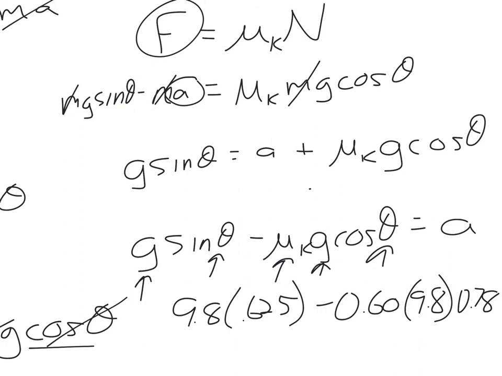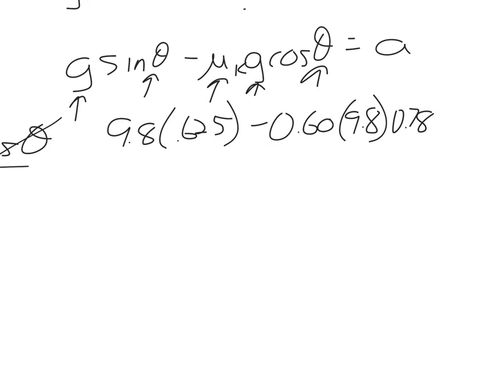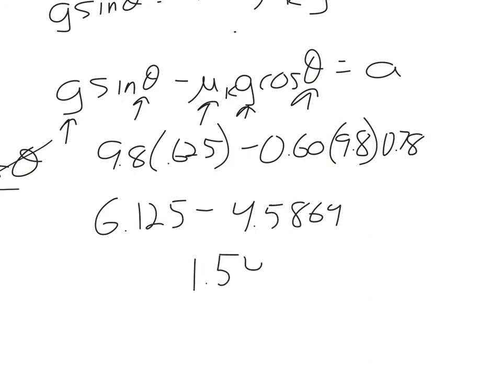All right, all of that together. This is a lot to keep carrying here. Here we go. 9.8 times 0.625 is 6.125, subtract 0.6 times 9.8 times 0.78. That's 4.5864. And when I subtract them, I get 1.54. Can I be that precise?